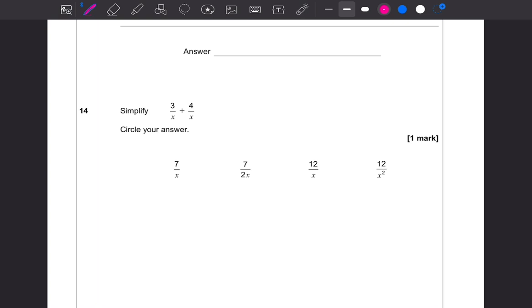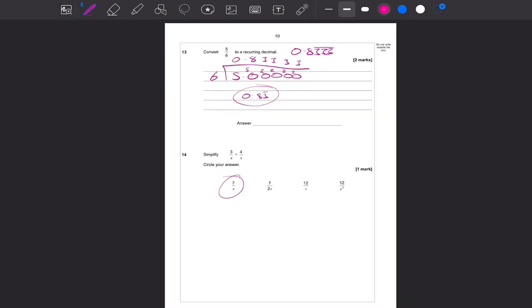Simplify 3 on x plus 4 on x. Well, they've got the same denominator, so we can add across the top to give 7 on x.